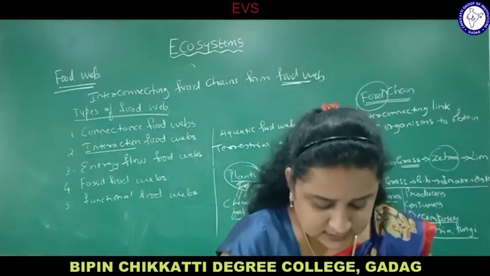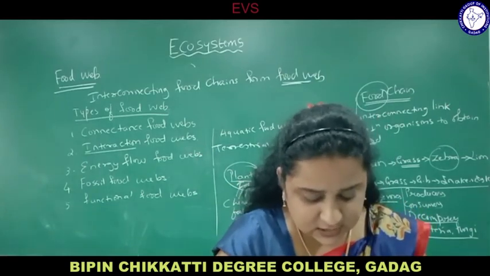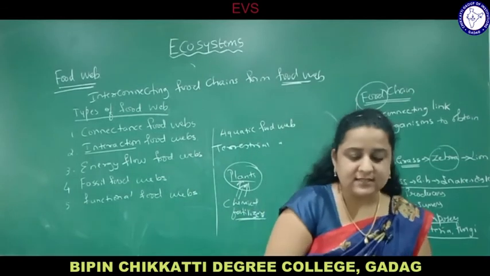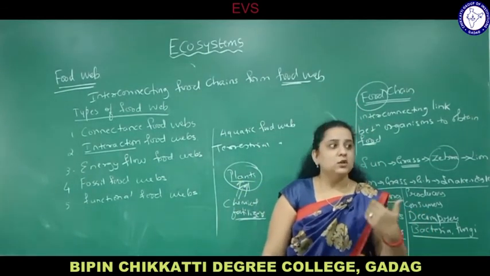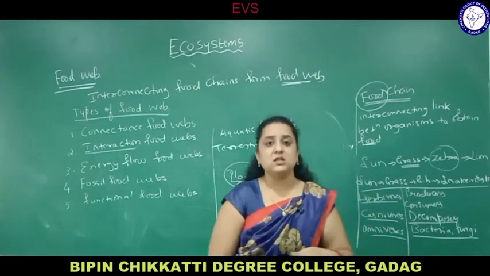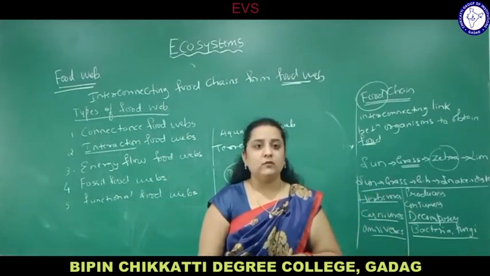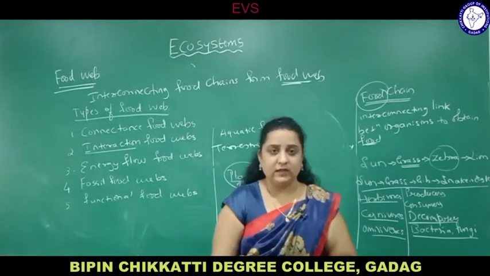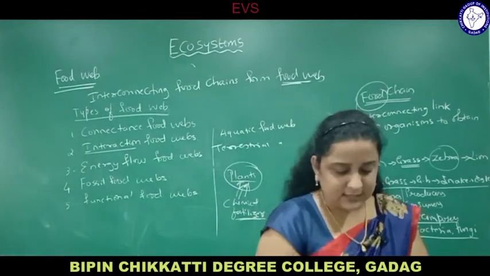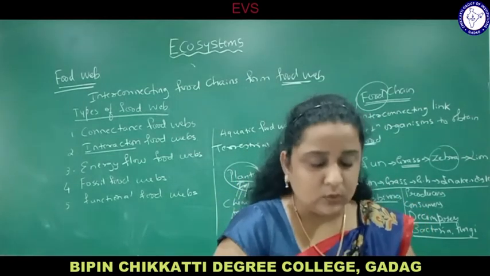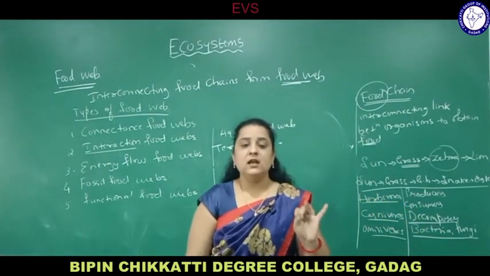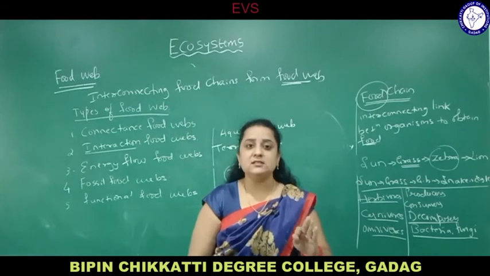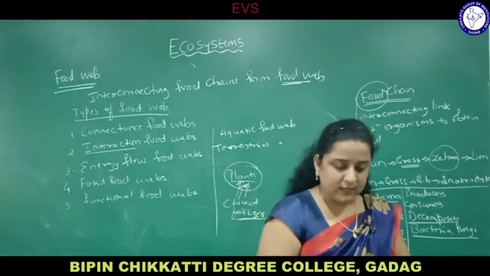Okay. So once again, what is a food chain? It is a linear sequence of organisms where nutrients and energy are transferred from one organism to another. Nutrients and energy being transferred from one trophic level to another trophic level, or one organism to another organism, is called a food chain. There are three types of food chain: grazing food chain, parasitic food chain and detritus food chain. Okay.